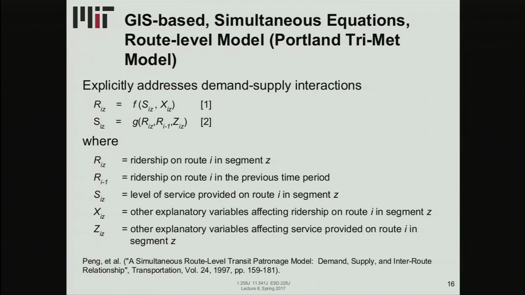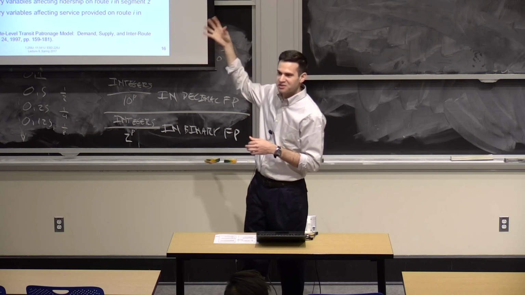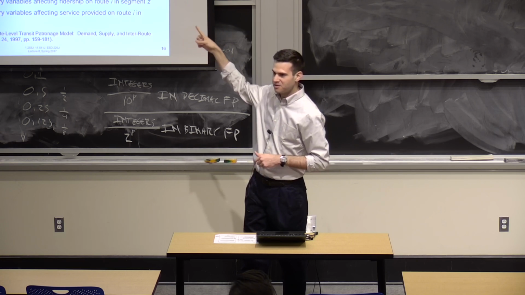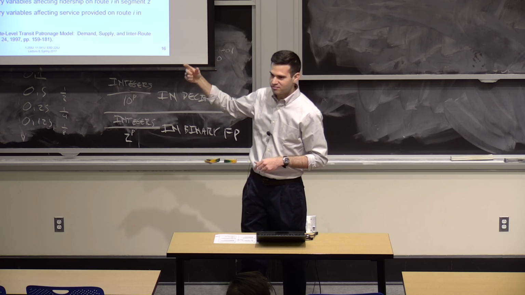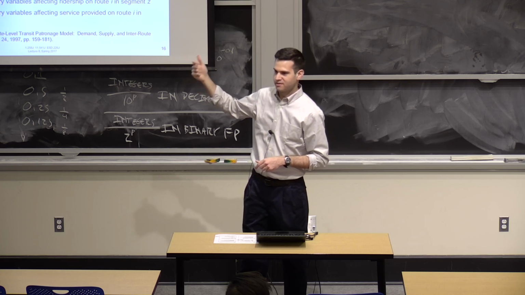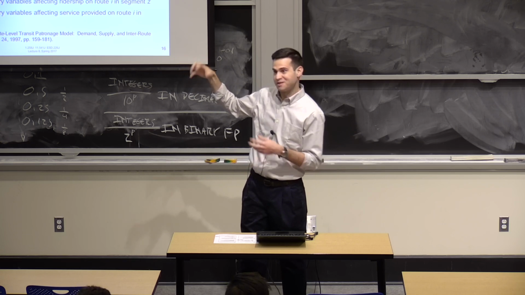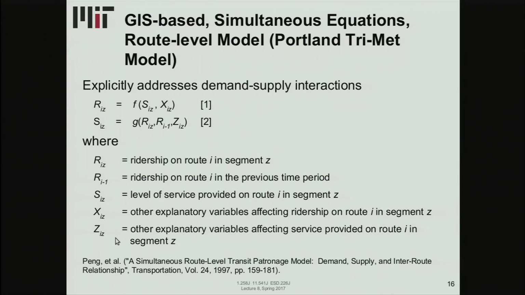Again, this is conceptual. So what I'm saying is this is not a specific model, rather this is a conceptual description of how you set up a simultaneous equation model. The point of that variable is to say that you could include the effect of previously observed ridership. So don't think about this as a specification of the model. Okay. I'll put this in Stellar. This is a paper that describes this in detail if you want to look at the specifics of such a model.